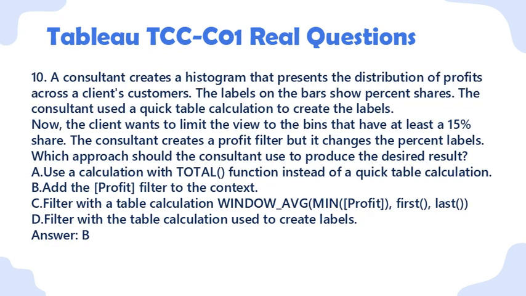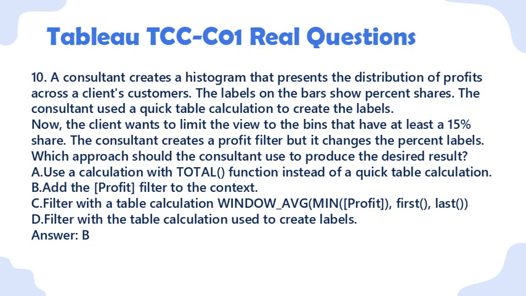10. A consultant creates a histogram that presents the distribution of profits across a client's customers. The labels on the bars show percent shares. The consultant used a quick table calculation to create the labels. Now, the client wants to limit the view to the bins that have at least a 15% share. The consultant creates a profit filter but it changes the percent labels. Which approach should the consultant use to produce the desired result?